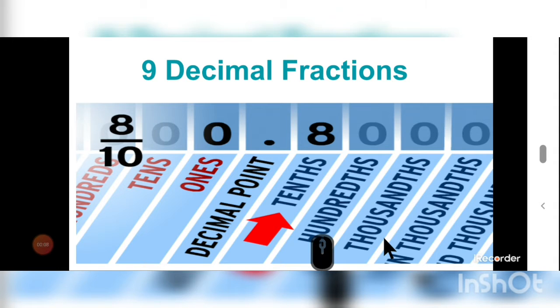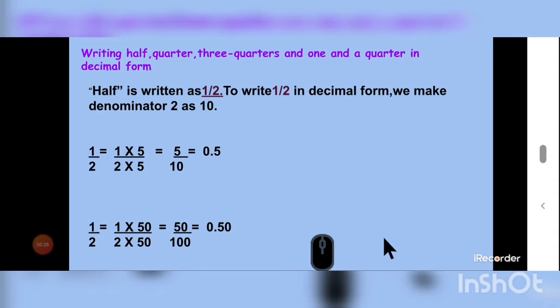We are looking at lesson number 9, decimal fraction. Till now we have seen what we mean by decimal fraction, how to put a decimal point, then hundreds, then place value of the digits in decimal fractions, and use of decimal fractions. And now, moving forward, we are going to see writing half, quarter, three quarters, and one and a quarter in a decimal form. Okay, students.